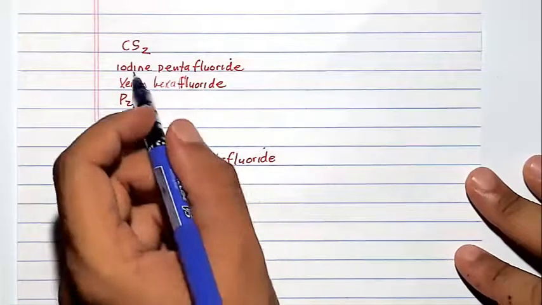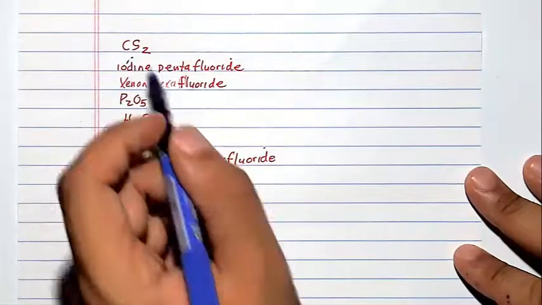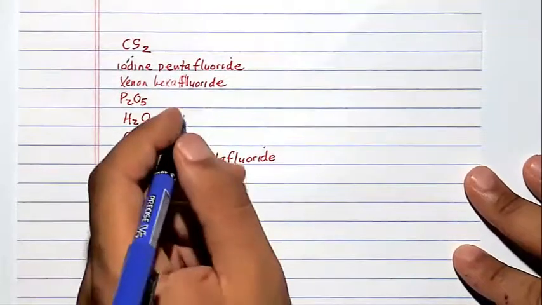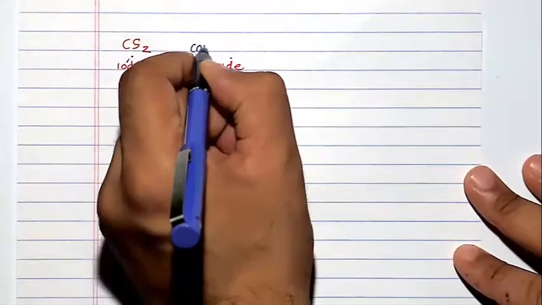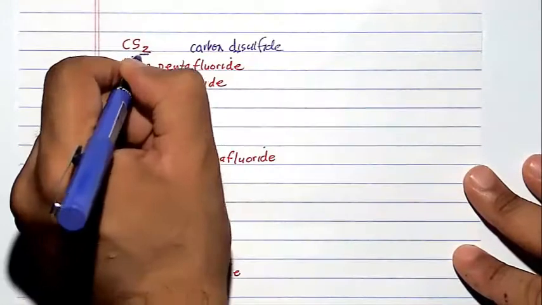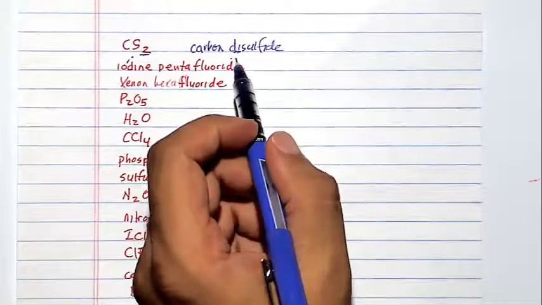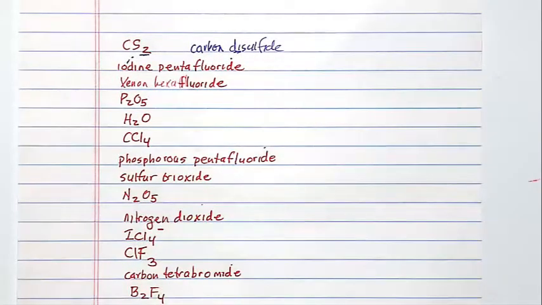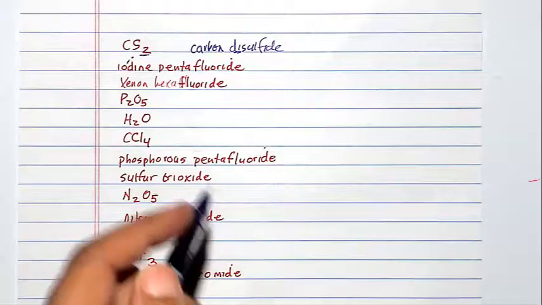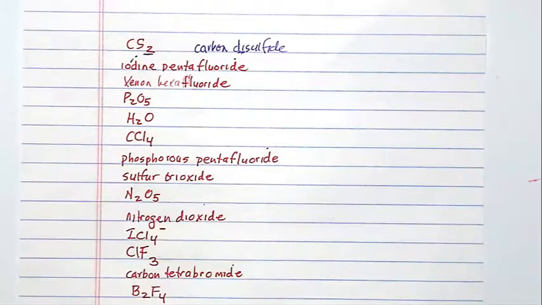Let's try naming some of these. C is a nonmetal, S is a nonmetal. So this would be carbon, right? Because of the two S's, nonmetal plus nonmetal. Look at the prefix. The prefix for 2 is di. It's not monocarbon disulfide. We omit the mono. So if the leading element is just 1, we don't add the mono.